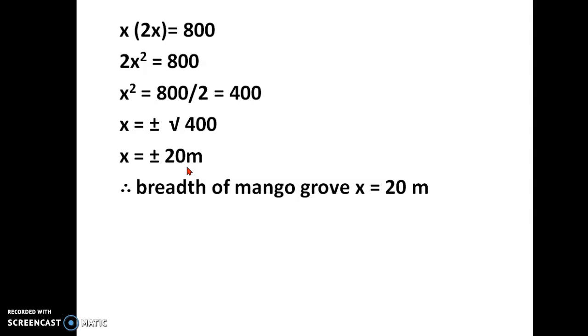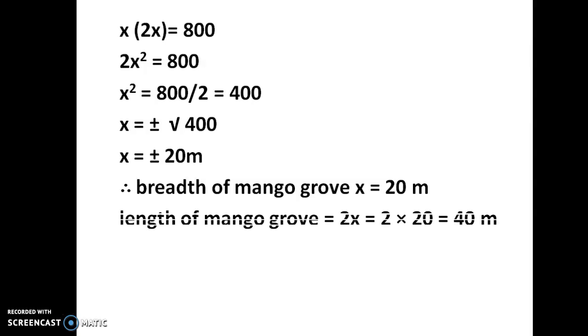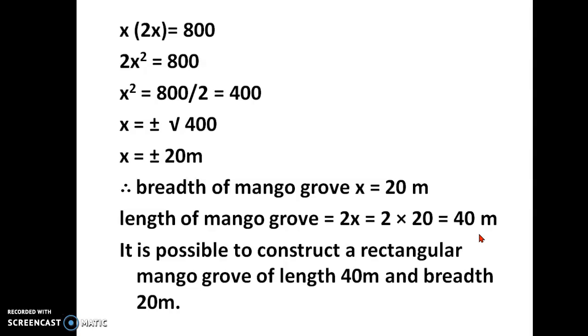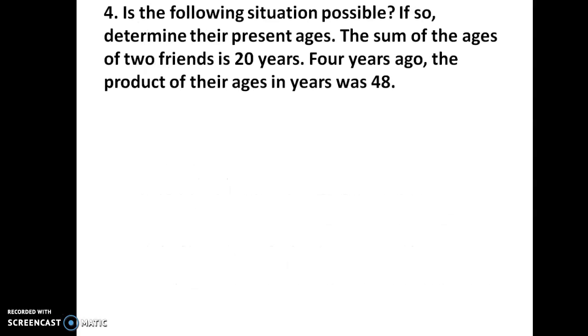But a length cannot be negative. So the breadth of the mango grove will be 20 meter only. Plus 20 only is possible. So breadth is 20 means length is 2 into x, that is 40 meter. Breadth and length we got now. So it is possible to construct a rectangular mango grove of length 40 meter and breadth 20 meter. That's the answer.